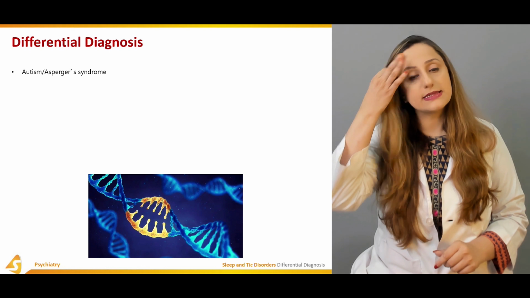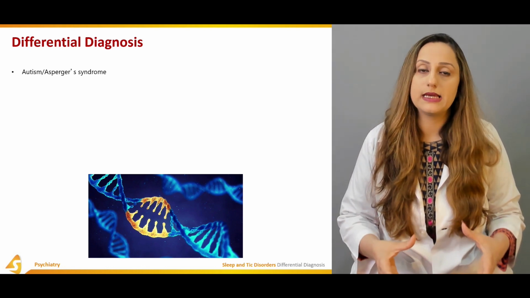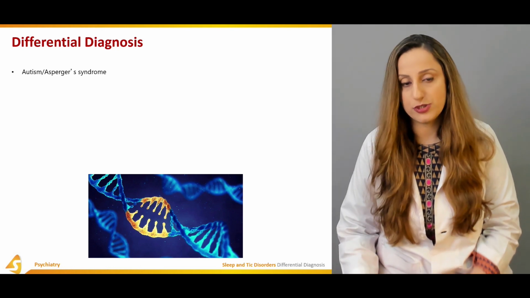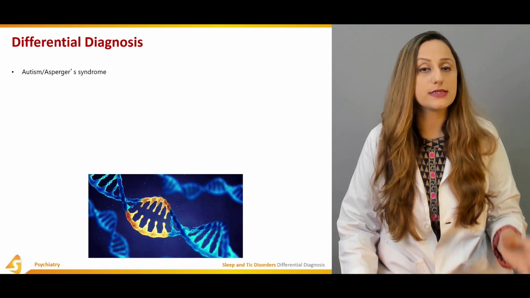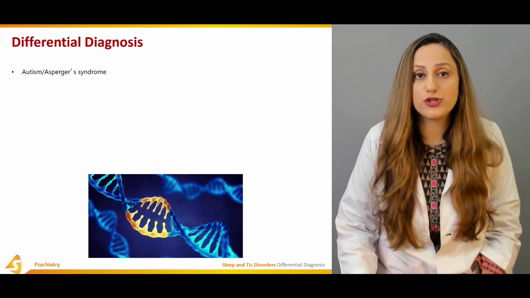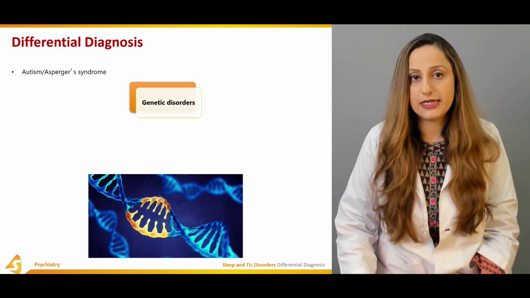Then we have autism and Asperger's syndrome. So these can also be the comorbidities that can prove to be risk factors in that particular individual. A person who is suffering from autism, or who is diagnosed with an autistic spectrum disorder or Asperger's syndrome, can develop a tic disorder.